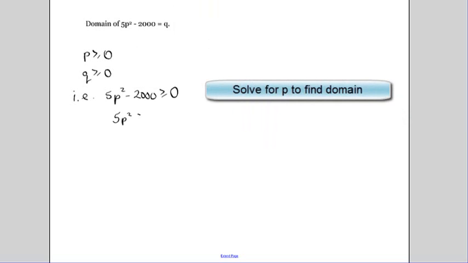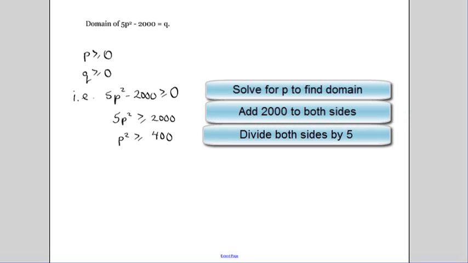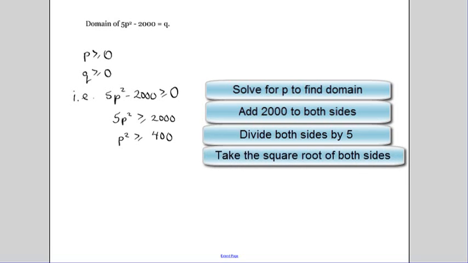We'll add 2000 to both sides. Now we'll divide by 5 to isolate P squared. Now we need to square root both sides since P is being squared. But remember, we don't want a negative price. So P greater than or equal to 20 is the domain of the inverse function.